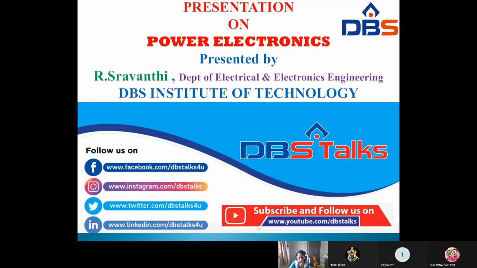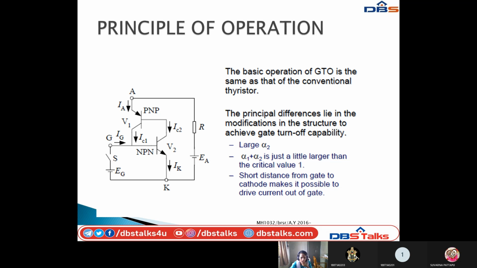Next, principle of operation of GTO. You have to explain the principle of operation by using this circuit. The basic operation of GTO is the same as that of the conventional thyristor. The difference lies in the modification in the structure to achieve the gate turn off capability. So the principle of operation of GTO will be explained by using this circuit.